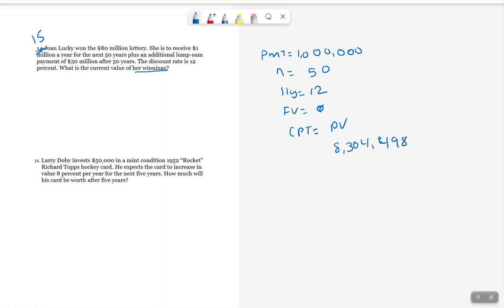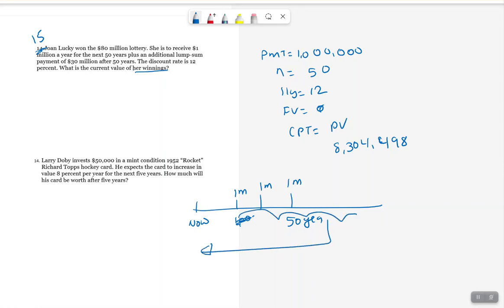When you do that, your present value will be worth 8,304,498. But that's not everything. Now if you were to do a timeline, you're receiving 1 million here, 1 million here, 1 million here, for 50 years. Because it's an equal payment, we're bringing everything to now. So that's the value of your payments.